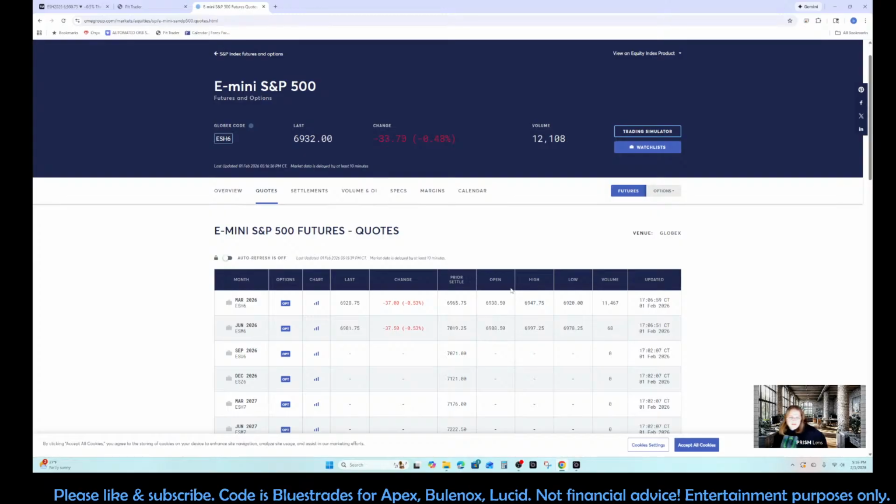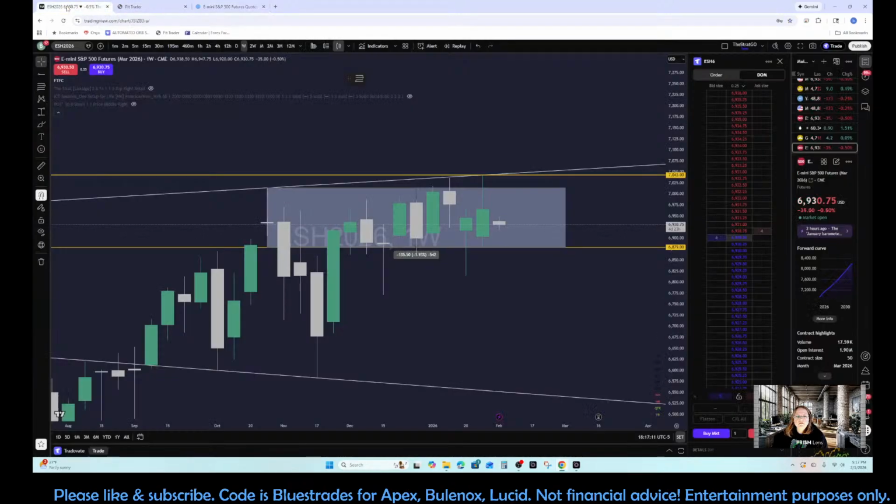So CME's official open is 69.38 and a half. What's telling me to buy or sell? Nothing. Nothing is. The strat will give you a good indication of what's going on and how price action is moving, but no one should be telling you to buy or sell anything. You need to figure that out for yourself.